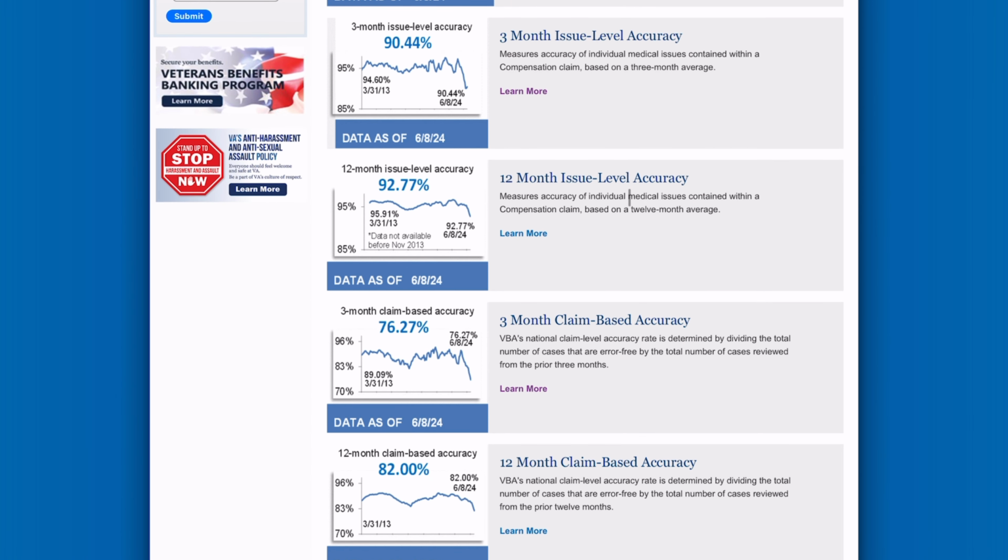3-level issue level accuracy. These are really important things to know as a veteran. It measures the accuracy of individual medical issues contained within a compensation claim based on a 3-month average. Are you claiming the right thing? Do you have the diagnosis? Do you have the service connection? If all of that is together, your accuracy level should be 100%. If it's not all together, it's going to be less.